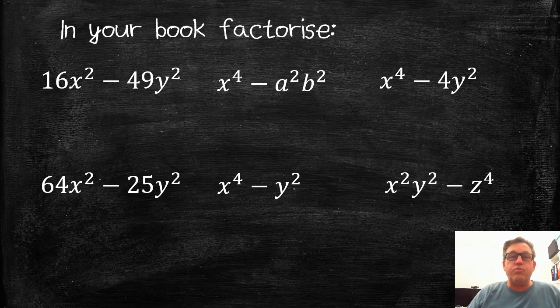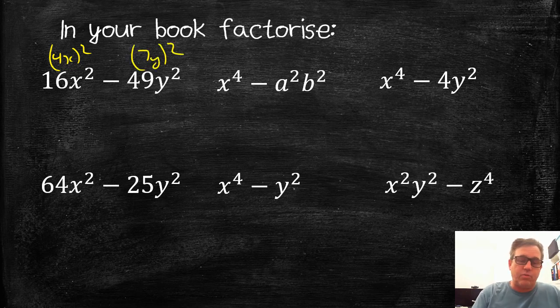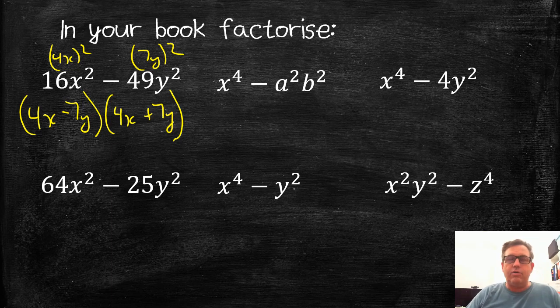Okay, so again, the key is recognizing when they're squares. 16x squared is (4x) squared, and 49y squared is (7y) squared. So it's the difference of two squares. So it's going to be (4x minus 7y) times (4x plus 7y). Again, you can check that.